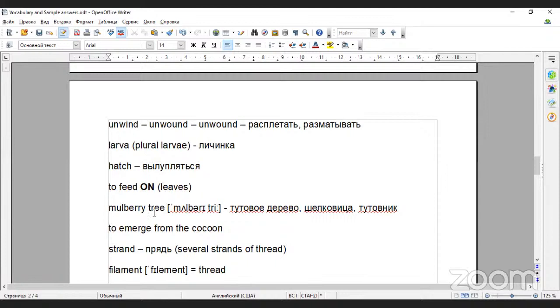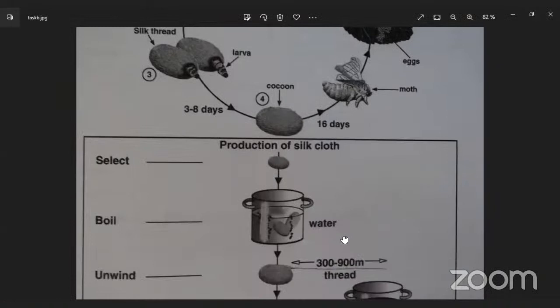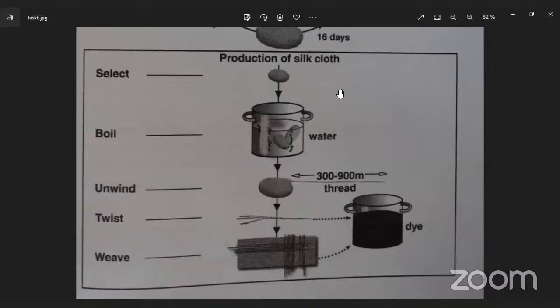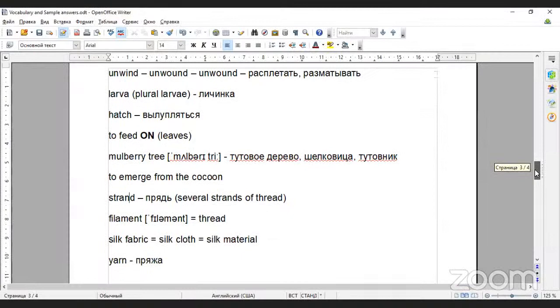Strand, like several strands of thread, and you'll be able to see them here, for example. There's thread and there are several threads, several strands of threads. Then filament is a good synonym for thread that you can use. Throughout your process description, you can say silk fabric, silk cloth, silk material, yarn, that's a good word.